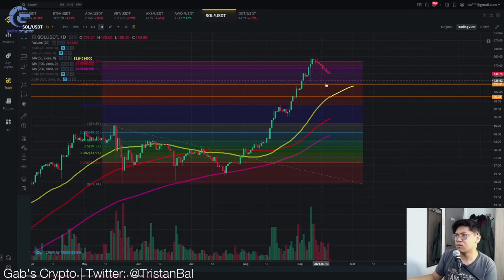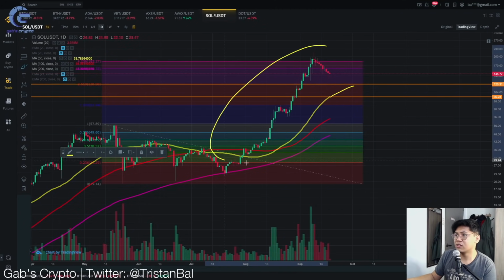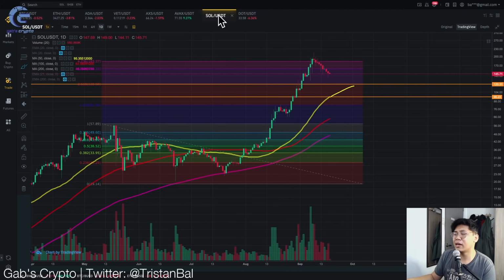I think we're going to see more consolidation muna dito for Solana after that massive pump in the previous days. So yeah, normal lang naman na magpahinga yung mga coins. So if you want to enter Solana, 95 and $120 yung aking tinitingnan ngayon na level.